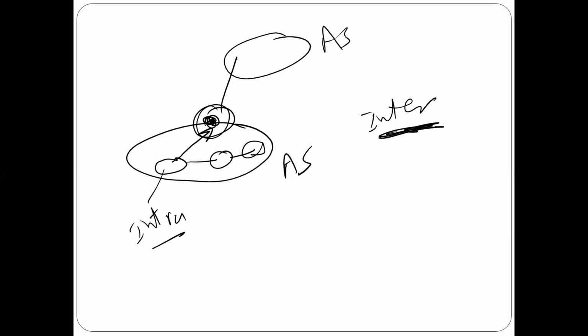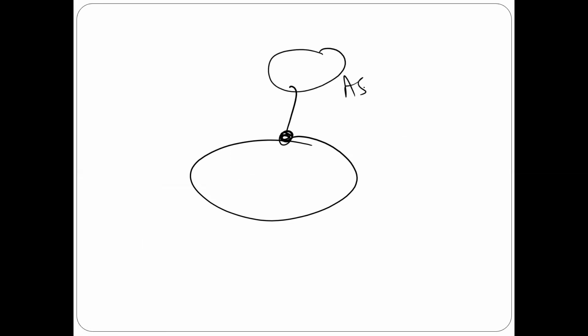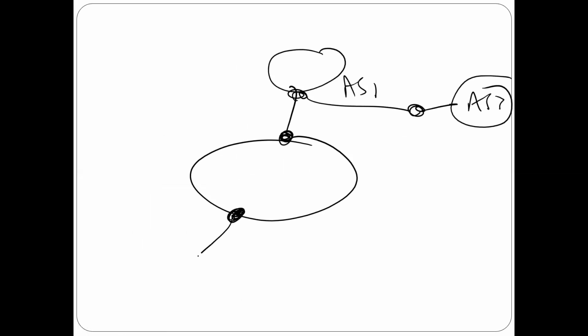But again, this is just a very special case, a very simple example. In reality, this is not the case. In reality, I may not have only one border router. For example, here I have a border router connected to AS1, and another one connected to AS2, but there may be another border router here. So in reality, there may be more than one border router. And here we have AS7, maybe here also, and so on.